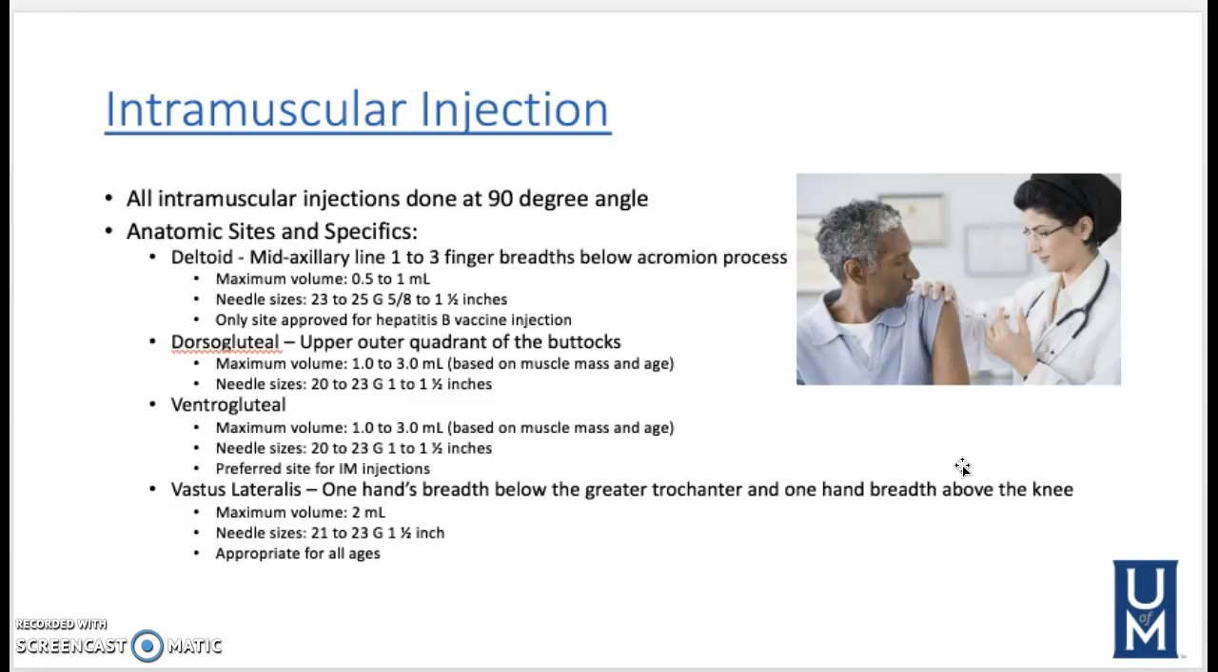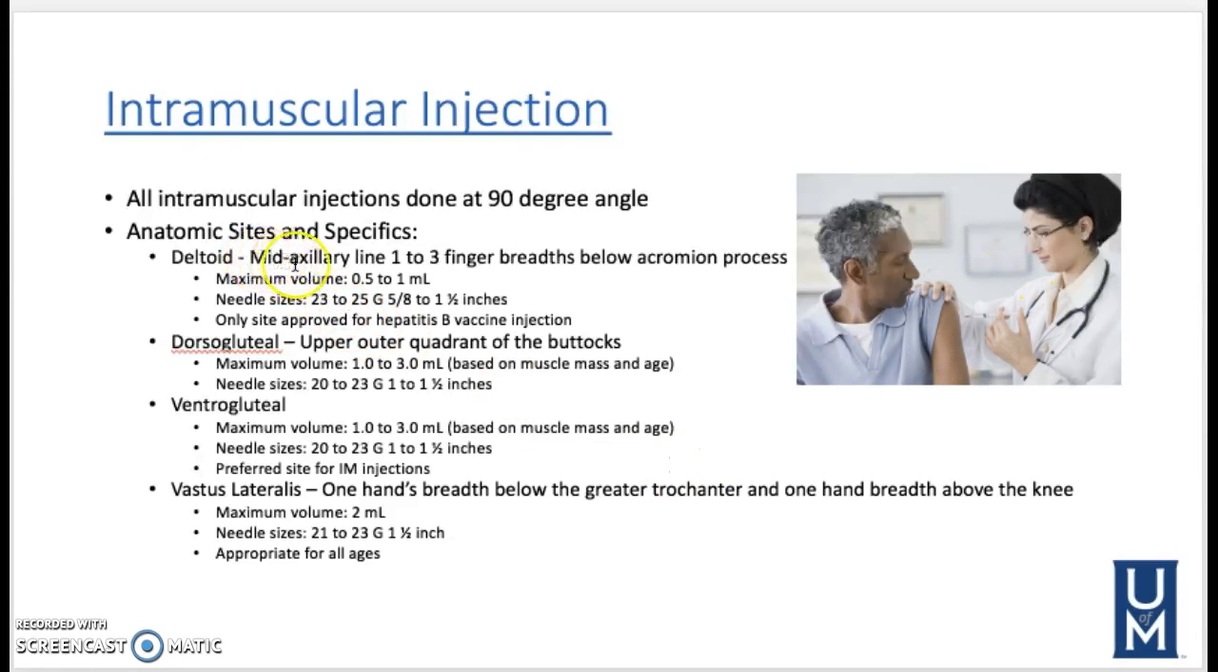So that was subcutaneous injections. Now we're switching over to intramuscular injections. This is the one that most people should be familiar with because most everyone has gotten their vaccines, and here they do intramuscular injections for vaccinations. All intramuscular injections are done at a 90-degree angle. Different sites can be used for these intramuscular injections. The one that most people think of is the deltoid muscle being used, and that is what we have here in this picture. This provider is using the deltoid muscle to give a medication.